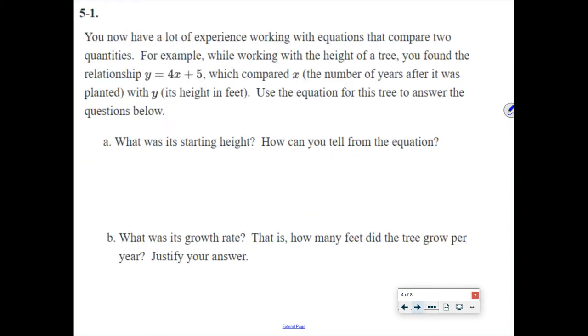Cool? Problem 5.1. You now have a lot of experience working with equations that compare two quantities. For example, while working with the height of a tree, you found the relationship y equals 4x plus 5, which compared x, the number of years after it was planted, to y, the height of its tree. Use the equation for this tree to answer the following questions, okay? Please write this equation, write 5.1 and write equation y equals 4x plus 5. And then please tell me what, letter A, what is the starting height? And how can you tell from the equation? Go. When you're done, unpause it.